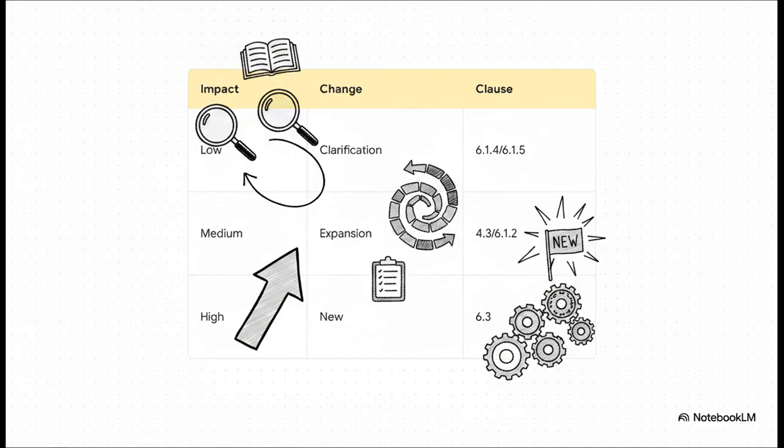Then we step up to medium impact, like the expansion of the lifecycle perspective, which means you're going to have to revisit your aspect registers. But look at that bottom row, high impact. A genuinely new change type, Clause 6.3, change management. We're going to dig deep into this in a minute, but spoiler alert, this is the area that's going to require completely new process design for most of you.